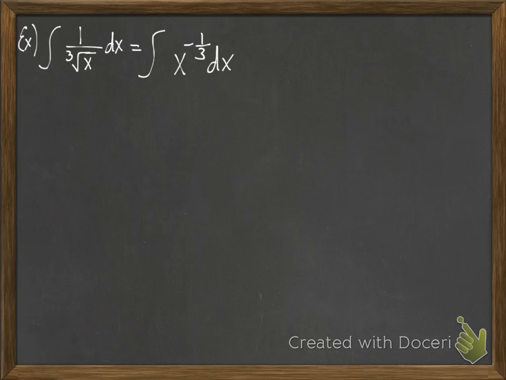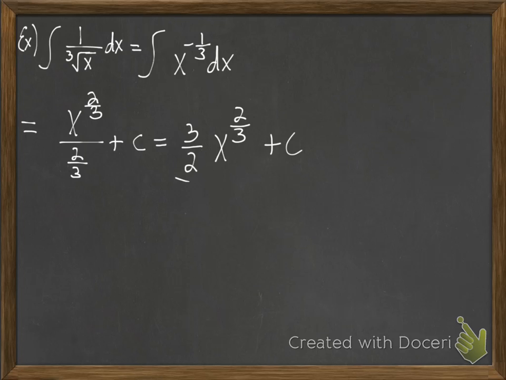And then we can apply our rule for powers. Add 1 to the power, then divide by it, plus c, because it is an indefinite integral. And so we get the answer 3/2 x to the 2/3 plus a constant.